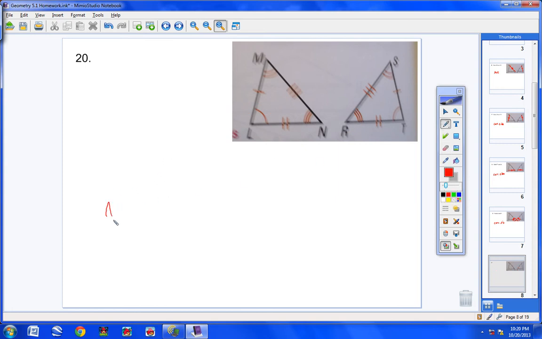Option B is triangle NML congruent to triangle RST. Well, let's see. Let's start with N and R. Are they corresponding? Well, it looks like they are. N has 3 slashes, R has 3 slashes. So far, so good. Angle M and angle S. Let's see if they're corresponding. Yep, we're looking pretty good. 2 slashes here for M and 2 slashes for S.